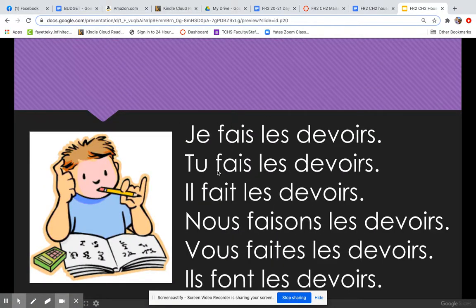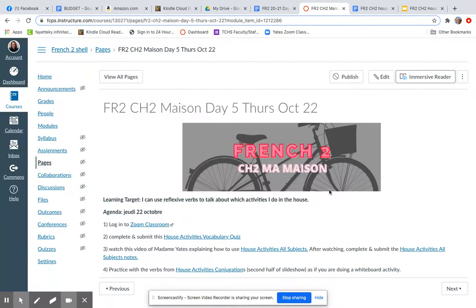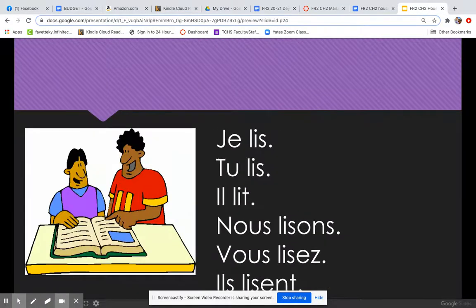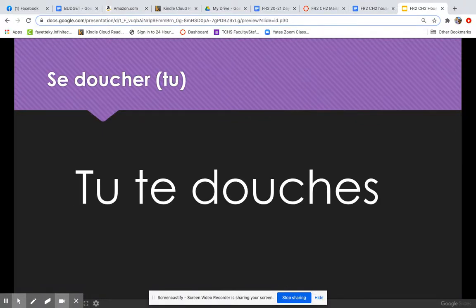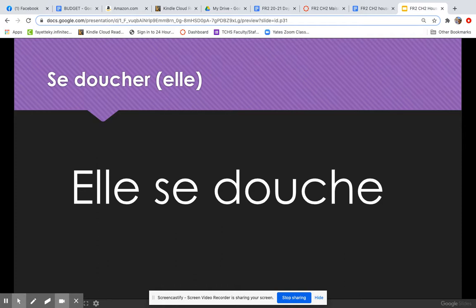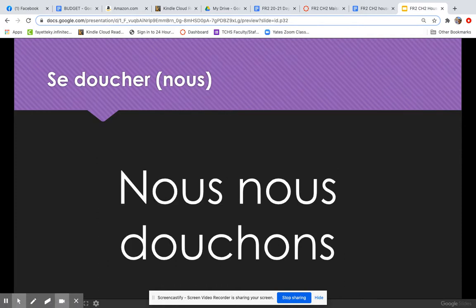Remember that some of these do not have the se because they are not reflexive words. So you cannot just add the se for every single word because some of them don't have them. So this is going to take you a little while, okay? That's why you don't really have much else to do today, okay? When you get to the end of this PowerPoint, it does have some practice where you can practice on your own, quizzing yourself as if it were a whiteboard activity, okay?